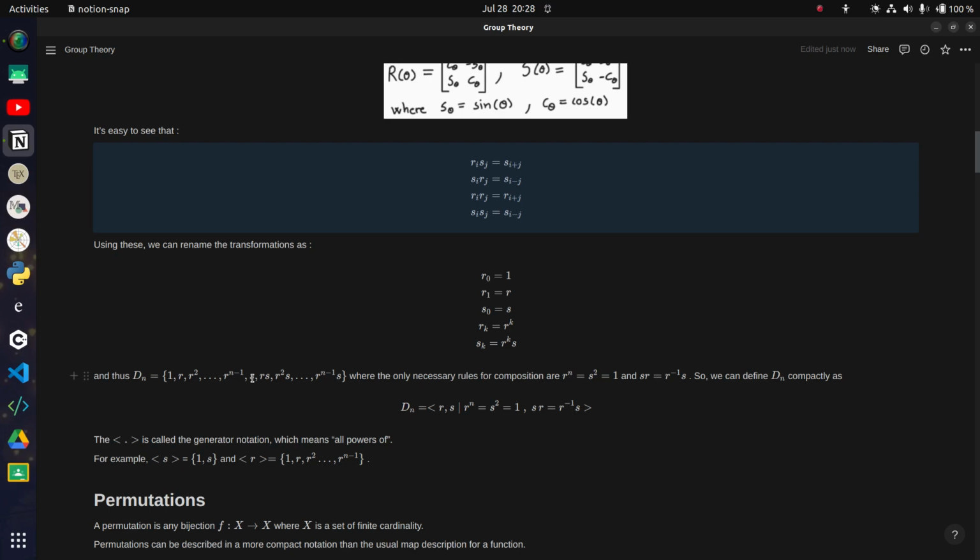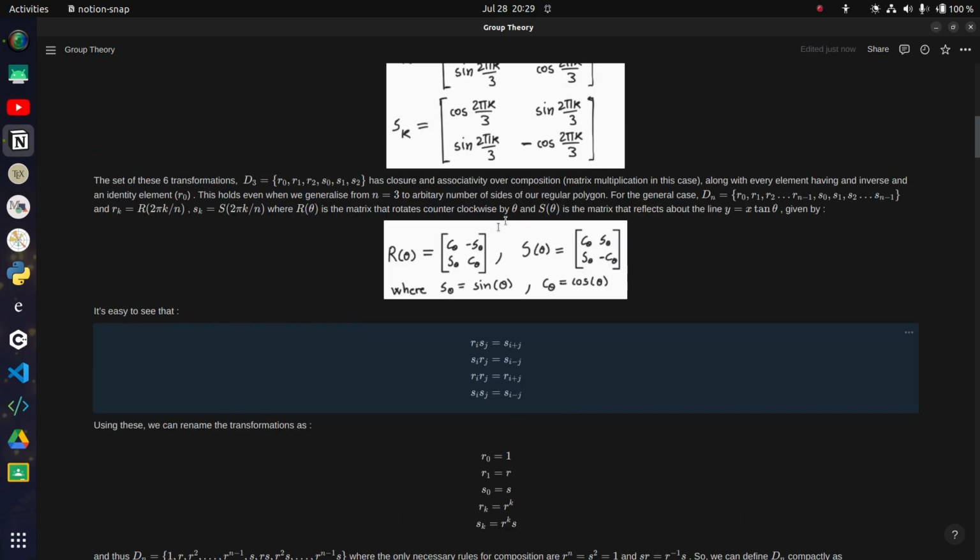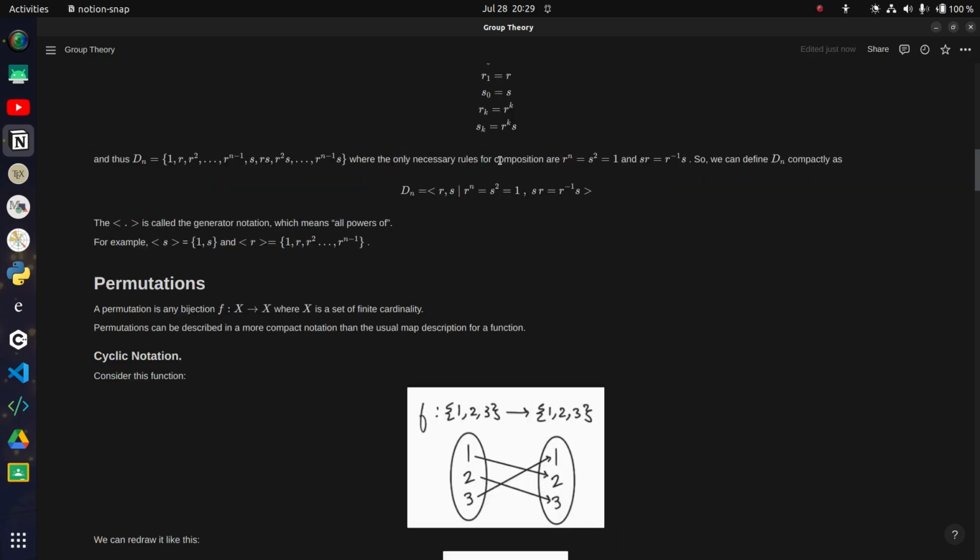Some things are pretty easy to see. The first is that applying a reflection to itself, the composition of the same reflection, would just give the identity element, because you reflect once, reflect twice with the same axis, and you just get back the same thing. And applying any of these rotations n times also gives the identity element, because all of these can be thought of as roots of unity. If you know about complex numbers, you would know what I'm talking about. In any case, just use the matrix definition that I've written over there and calculate. It's pretty easy to see.